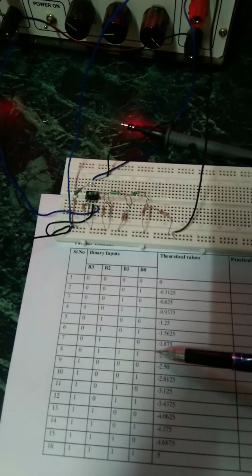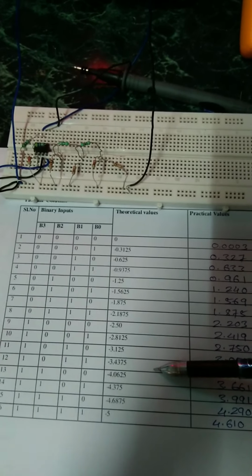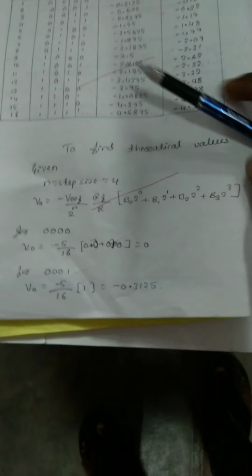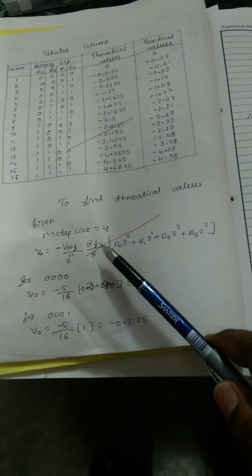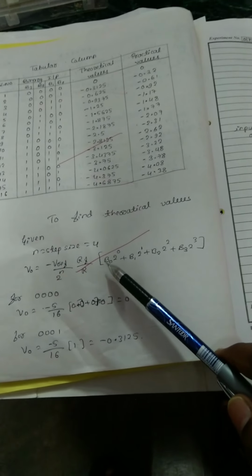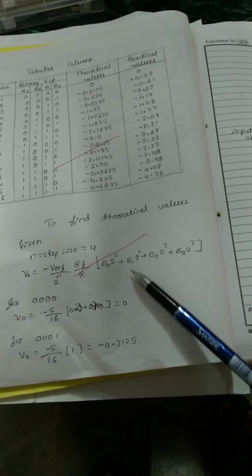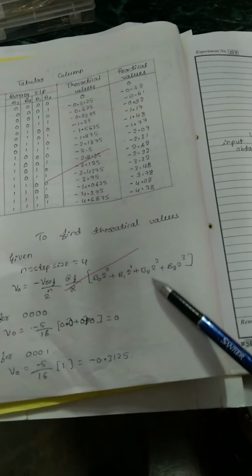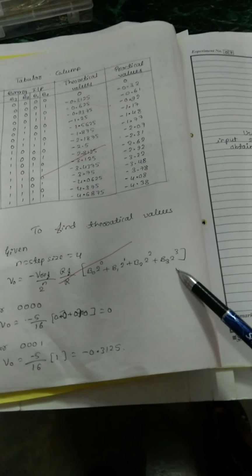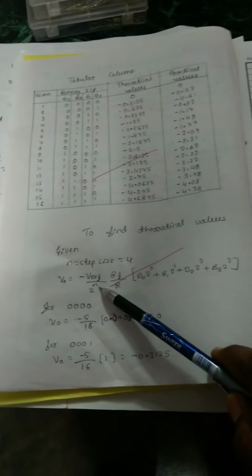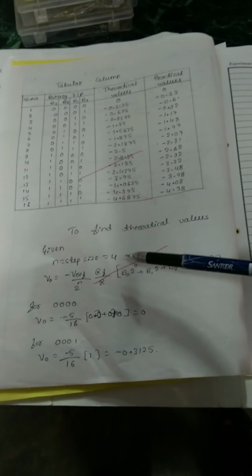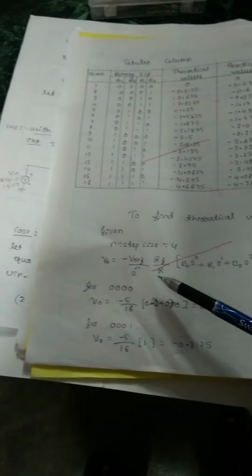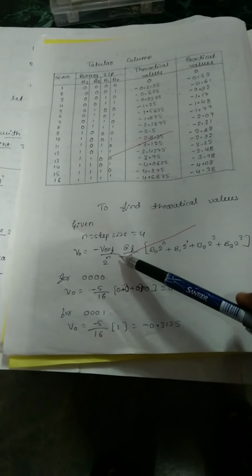Before taking these readings, we should have the theoretical values. So these are the theoretical values I obtain by making use of this formula. Just see this formula. Output voltage V0 is equal to minus of V reference divided by 2 to the power of n, multiplied by RF by R, multiplied by B0 into 2 to the power of 0, plus B1 multiplied by 2 to the power of 1, plus B2 multiplied by 2 to the power of 2, plus B3 multiplied by 2 to the power of 3. Here 2 to the power of n is the number of steps. Since we are taking 4 bits, I have to take n as 4. V reference is the reference voltage that we are giving. Here it is 5 volts.